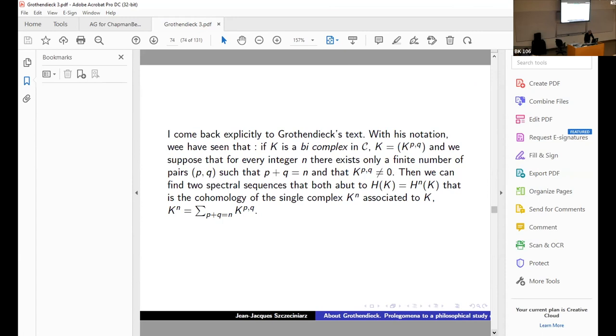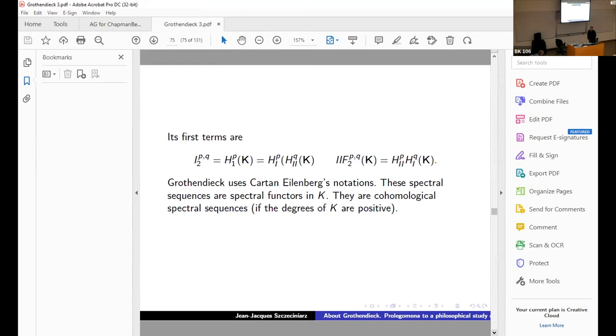So if I come back explicitly to what I need next, with his notation, we have seen that if there is a double complex K, and we suppose that only a finite number of pairs (p,q) such that p+q=n have K^{p,q} different from zero. Then we can find two spectral sequences that both abut to H, the cohomology of a single complex K^n associated to K. And you have these spectral sequences, authentic constructions.